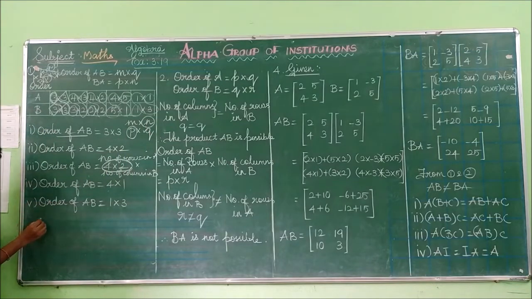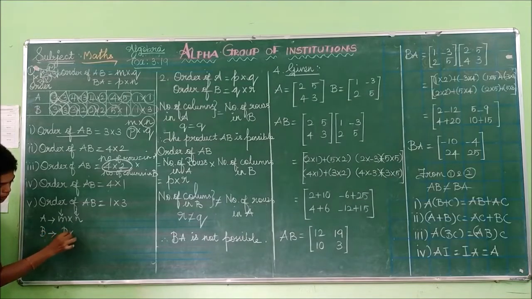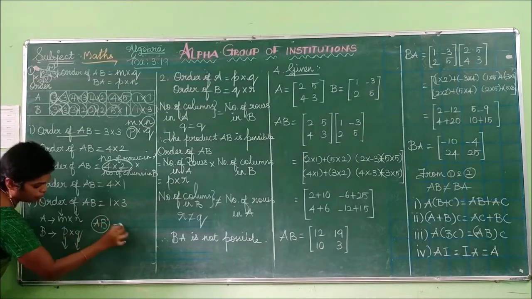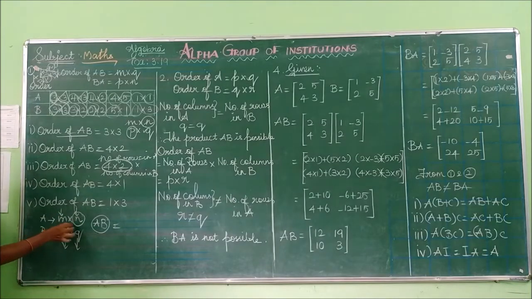So listen here carefully. For order of AB, you have to first check the value m cross n. That means number of rows in first matrix, number of columns in first matrix. Then take the B, which is of order P cross Q. Number of rows in second matrix, number of columns in second matrix. So to write order for AB, you have to check the number of columns in the first matrix is equal to number of rows in the second matrix. If it is equal, you can cross and write this value.